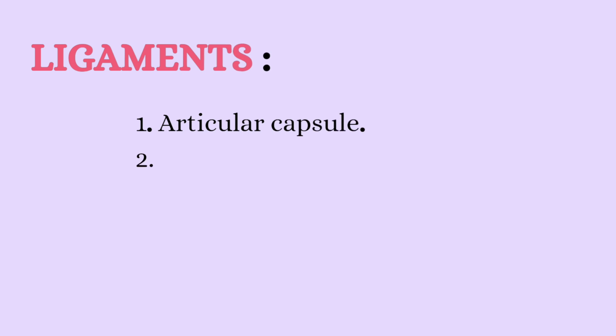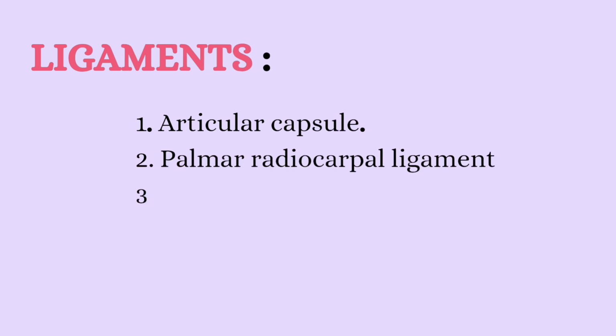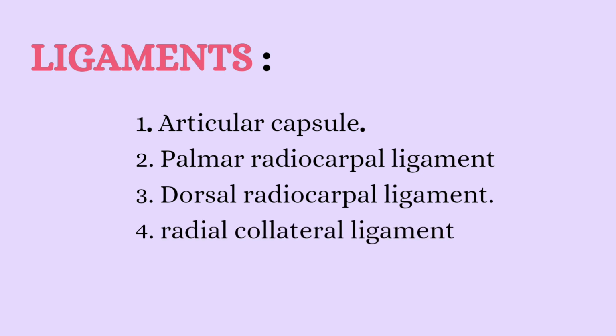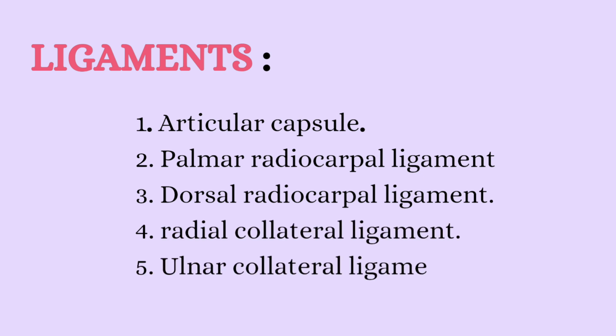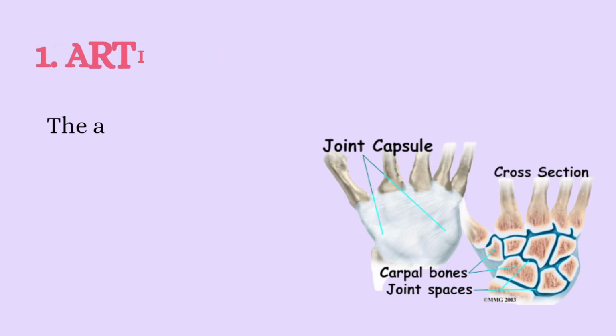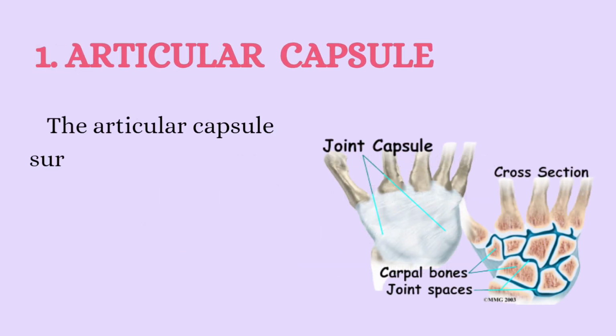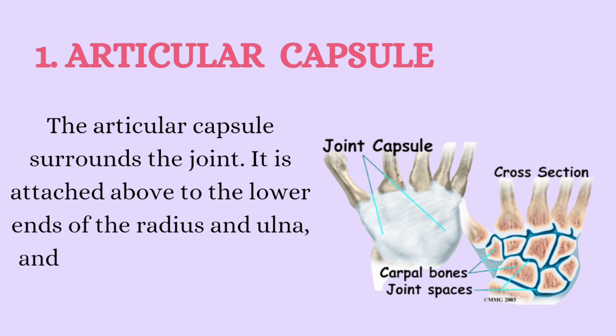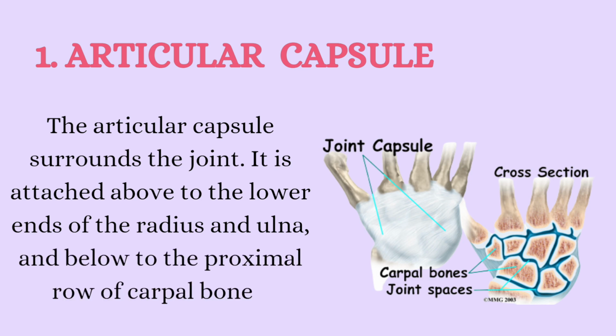The ligaments supporting the wrist joint are the articular capsule, the palmar and dorsal radiocarpal ligaments, the radial and ulnar collateral ligaments. Now let's understand each ligament in detail. First is the articular capsule. The articular capsule surrounds the joint. It is attached above to the lower end of radius and ulna and below to the proximal row of carpal bones. The palmar radiocarpal ligament is a broad band.